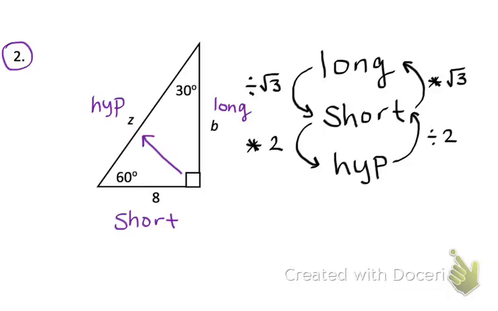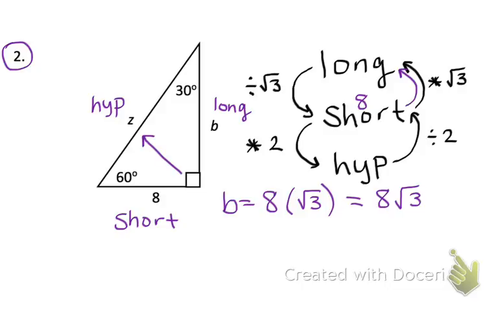First, I'm going to find my long leg. I have my short leg, which is 8, and I'm going to my long leg. So that says I'm going to take 8 and multiply by a square root of 3. So B equals 8 times the square root of 3, and that is just 8 square root of 3.